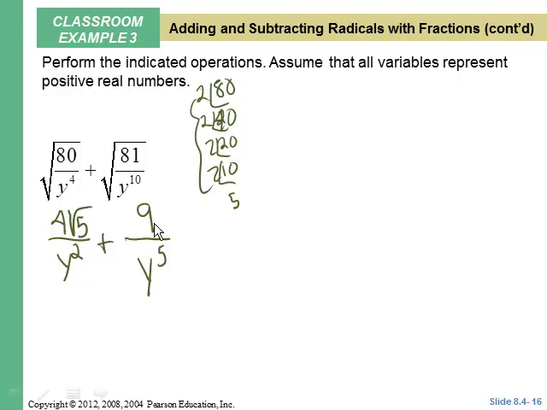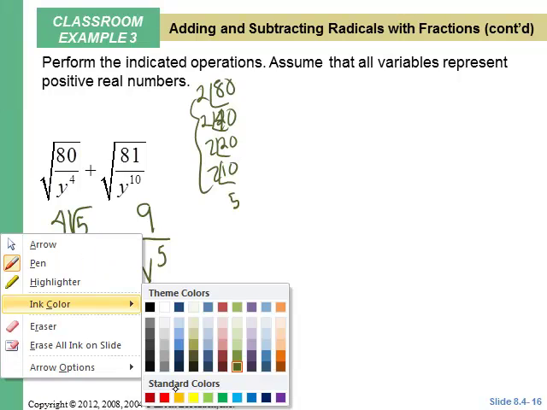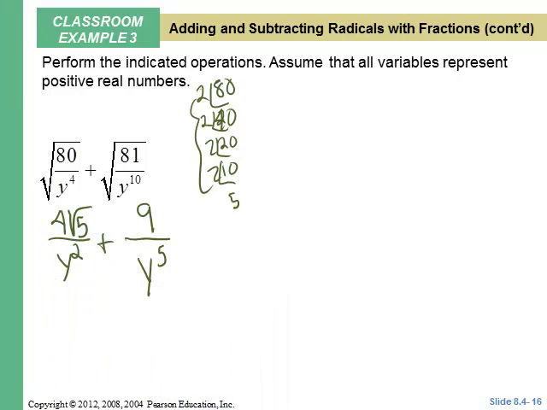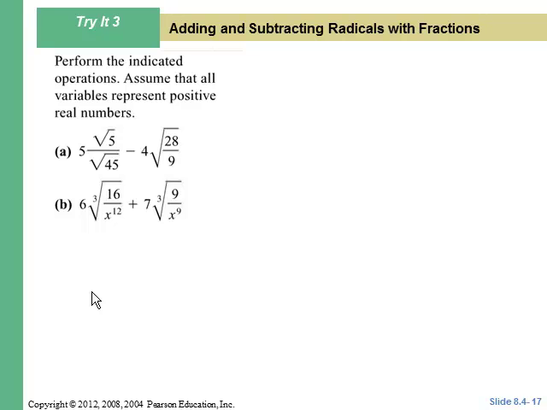Now, do we want that all over one denominator? If we do, then we have to multiply the first part by y to the 3rd over y to the 3rd. So we get 4y cubed root 5 plus 9 all over y to the 5th. See how we had to do that so that we got the first part over y to the 5th also. I'm not sure if that's simpler, but that's the way the book wants us to write them. You do these two.